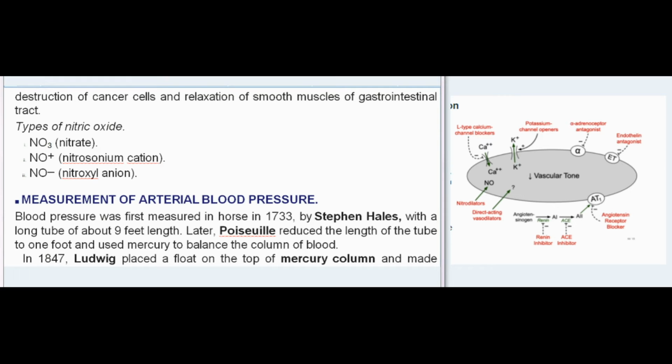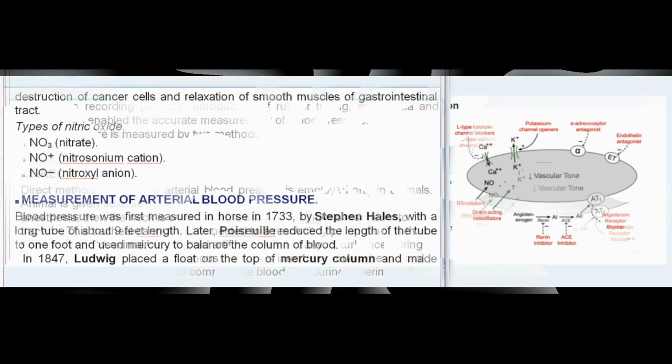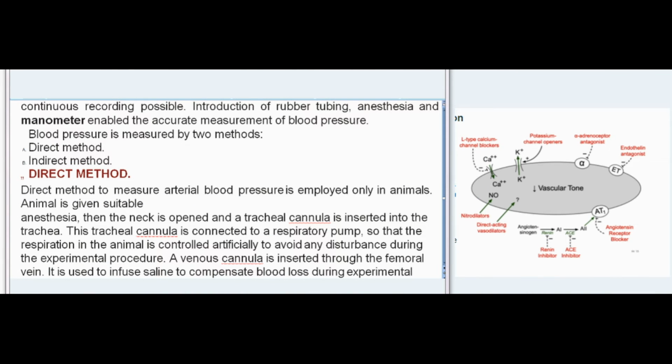Measurement of arterial blood pressure. Blood pressure was first measured in horse in 1733, by Stephen Hales, with a long tube of about 9 feet length. Later, Poiseuille reduced the length of the tube to 1 foot and used mercury to balance the column of blood. In 1847, Ludwig placed a float on the top of mercury column and made continuous recording possible.